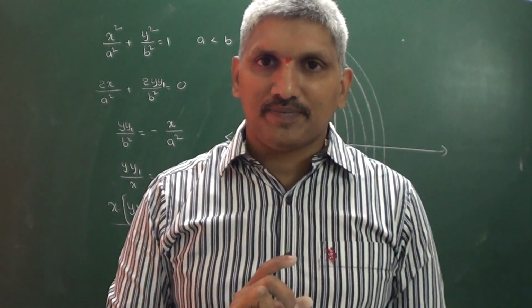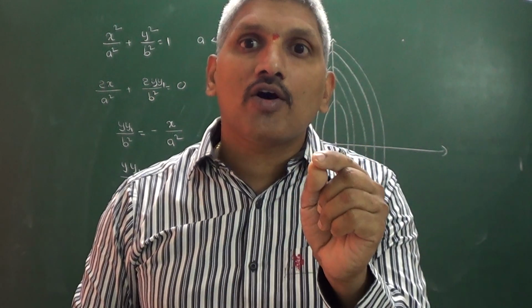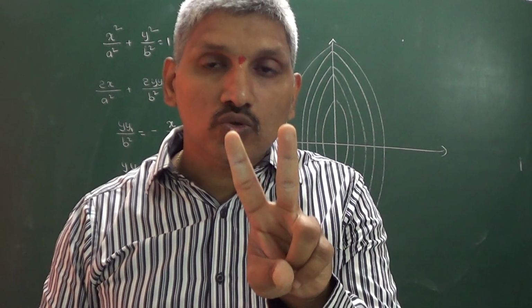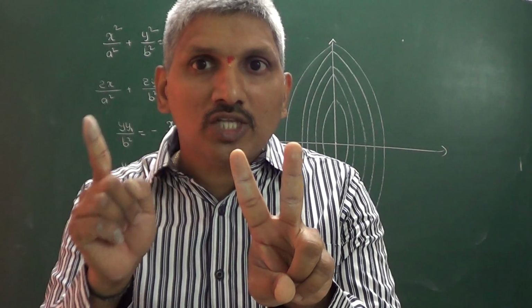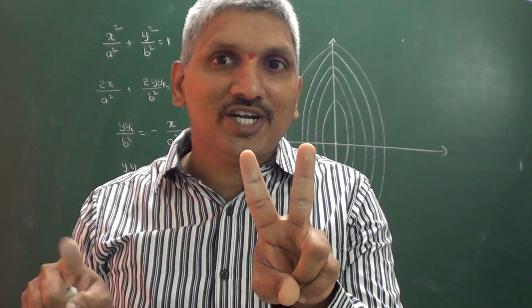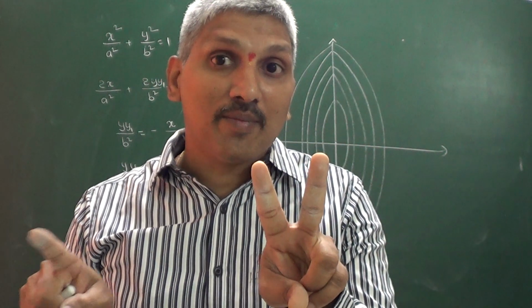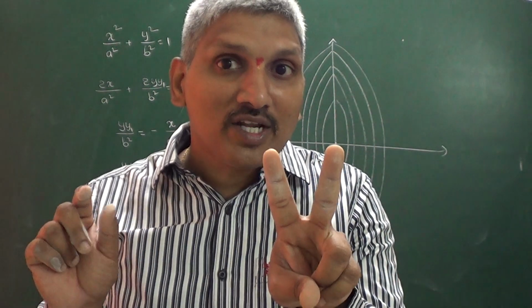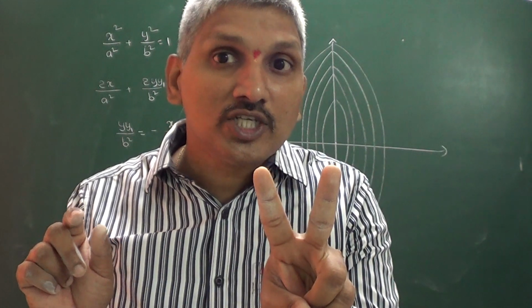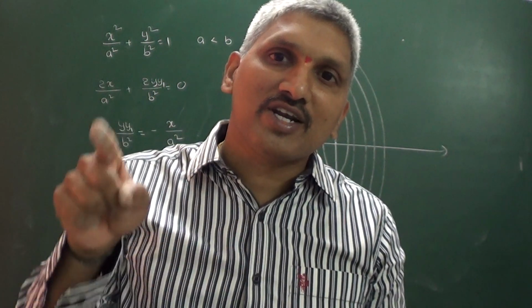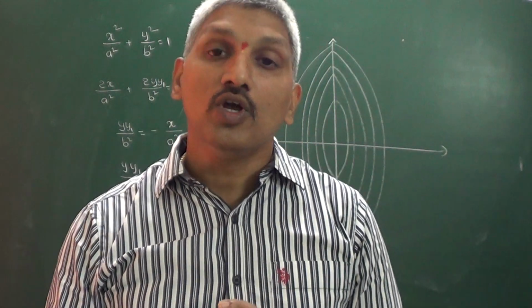Once again check, what is the order of the differential equation? If the order of the differential equation is 2, then in the general solution of the differential equation, the number of arbitrary constants is 2. But what about the number of arbitrary constants in the particular solution? In the particular solution, the number of arbitrary constants is always equal to 0.